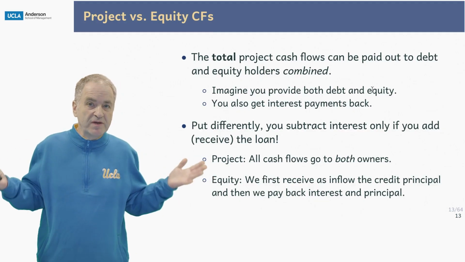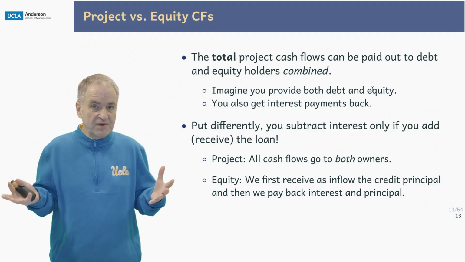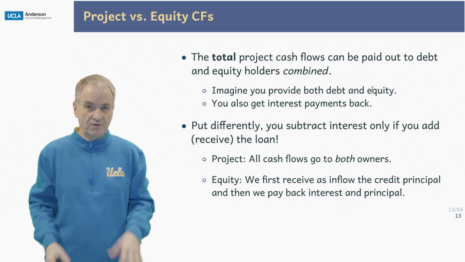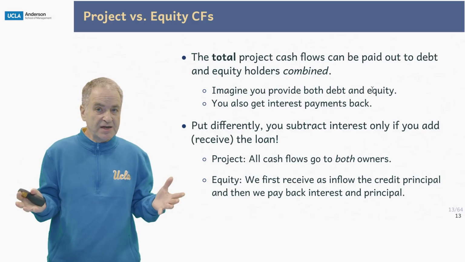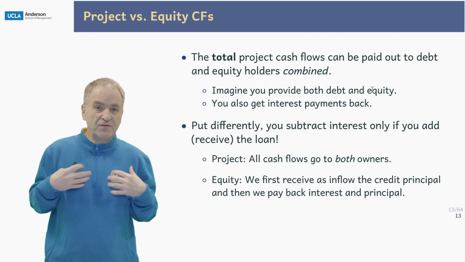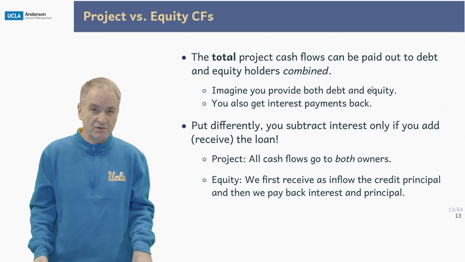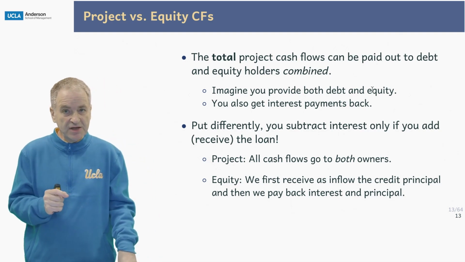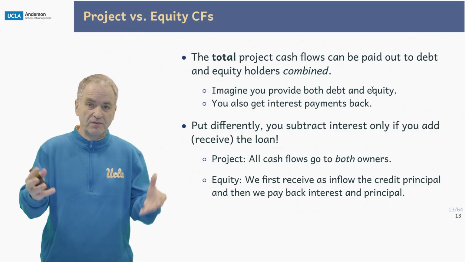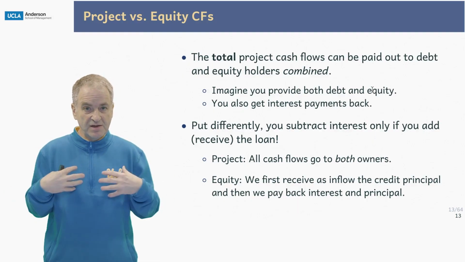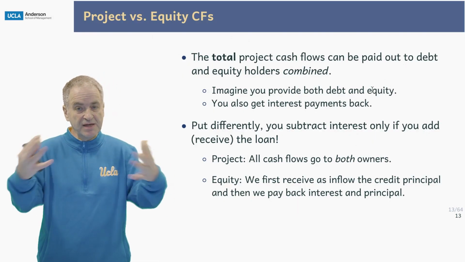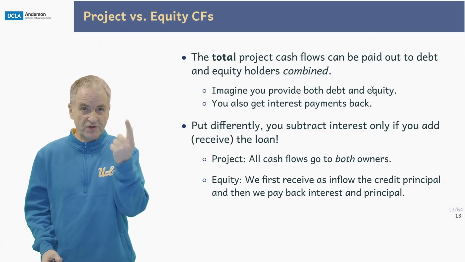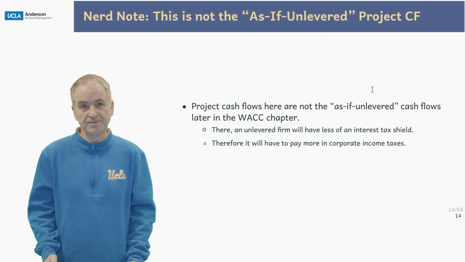Imagine you provide both debt and equity and you get dividends and interest payment. You've provided all the capital, you get all the return from the capital. And we subtract interest only if you add the money that you got from the loan. So for the project, all cash flows go to both owners. For the equity, we receive as inflow the credit principal, the money that we borrowed, but then we have to pay back the interest and the principal. So we have two kinds of cash flows, project cash flows and equity cash flows.